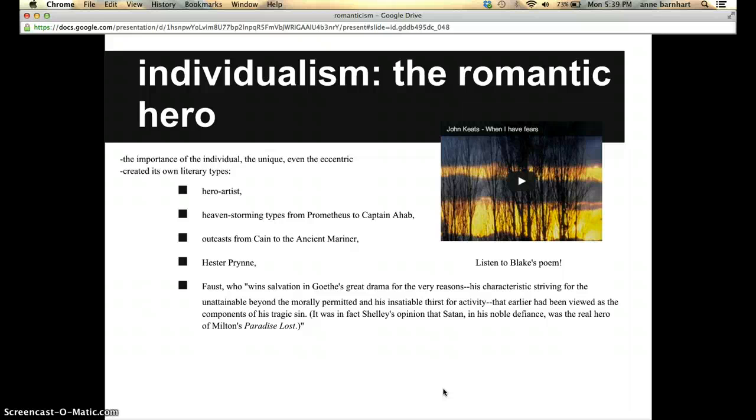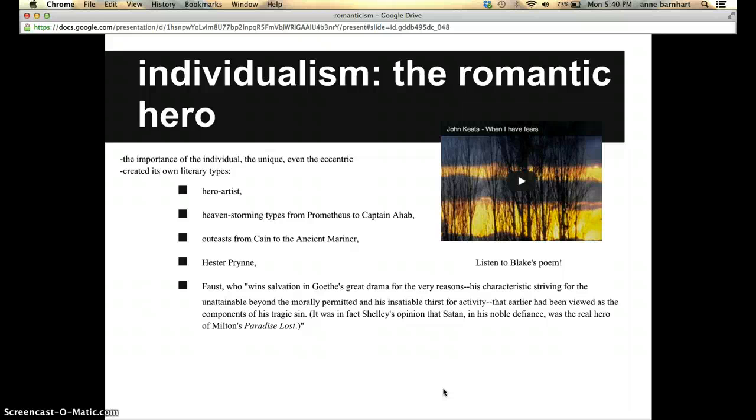So they were able to create their own kind of literary types: hero, artist, heaven-storming types, the Captain Ahabs that were trying to find their Moby Dick. We have The Outcast, from Cain to the Ancient Mariner, which is Coleridge's big, awesome poem, if you want to read that. And you guys know about Hester Prynne. She was a new kind of character. None of these characters had been seen before. And Faust, who you can ask Lucy about.